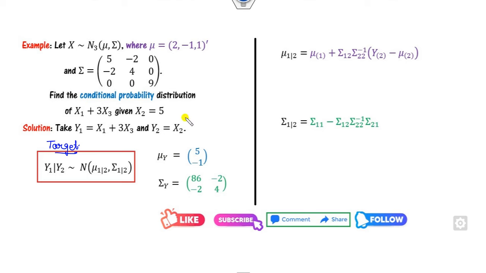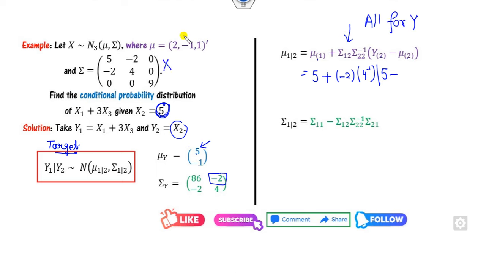Since this is my target, I have to write these two matrices and use the same formula. This is y1 and this is y2. What is mu1? 5. What is sigma 1 2? This is my sigma 1 2, and sigma 2 2 inverse is 4 inverse. y2 is x2, and the x2 value is given to be 5. If it is not given, then you can write it as x2, but it is given as 5, so I can substitute 5. Remember that the mean is all for y, not for x. What is mu2? Minus 1, so 5 minus minus 1 is plus 1.